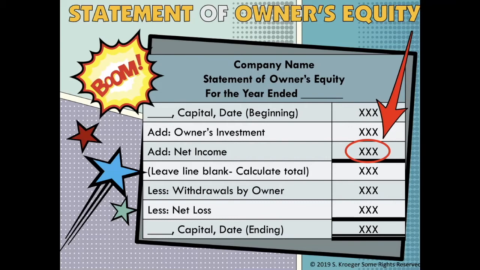If the owner withdrew any money from the business for personal use, that amount would go here. If there was a net loss instead of net income, that would go here as well. Please note that you are never going to have both net income and net loss at the same time. It will be one or the other. Subtract these numbers from your previous total to arrive at ending capital. Note that this would be your beginning capital for the next time period. The ending capital is needed to prepare the balance sheet next.